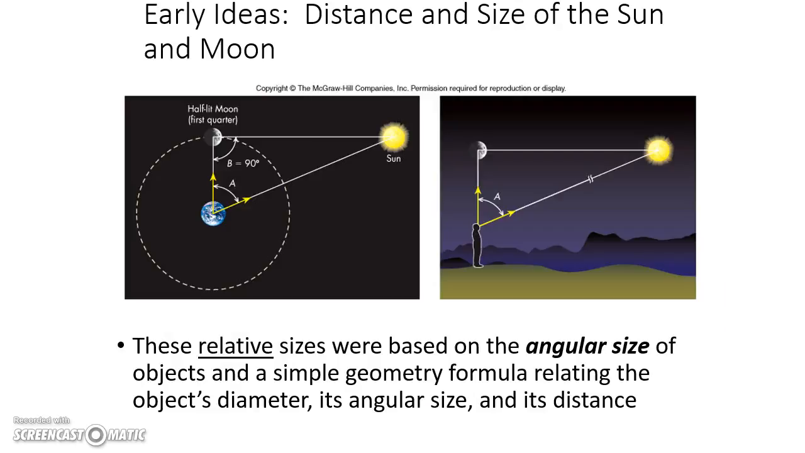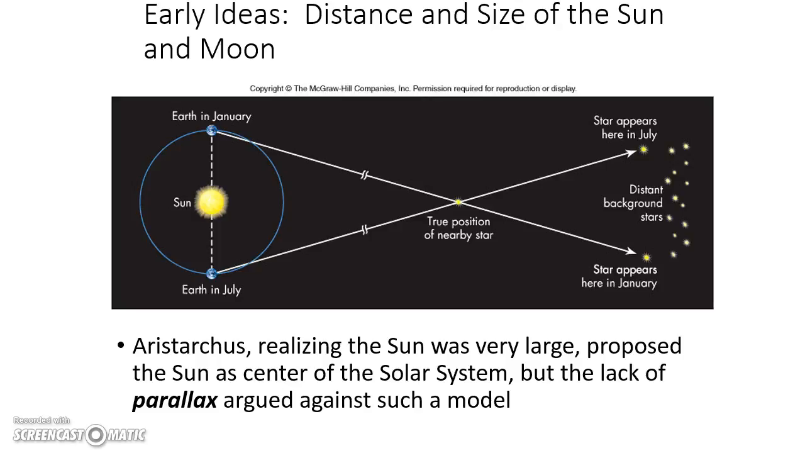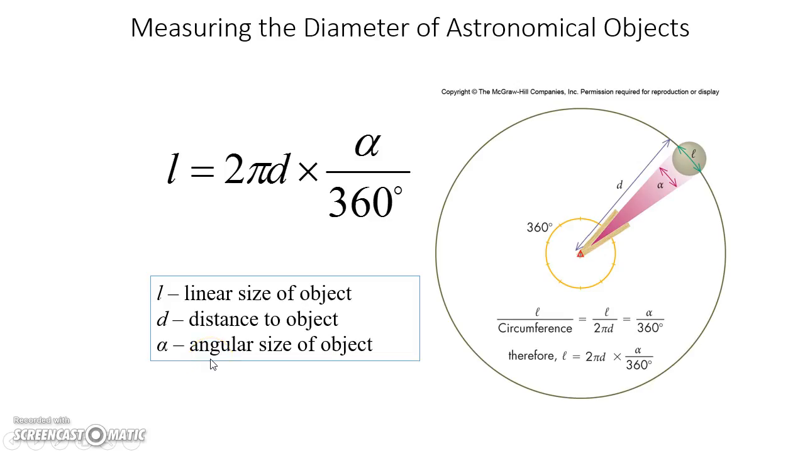These relative sizes were based on the angular size of objects and a simple geometry formula relating the object's diameter, its angular size, and its distance. If you look at the diagram to your left, you can see an isosceles triangle where the angles A and B equal 90, and A is obviously an acute angle. And then there's the sun. So you have the sun, the Earth, and the moon. Aristarchus, realizing the sun was very large, proposed the sun as center of the solar system, but the lack of parallax argued against such a model. Measuring the diameter of astronomical objects, where L is equal to 2 pi d times alpha divided by 360 degrees.